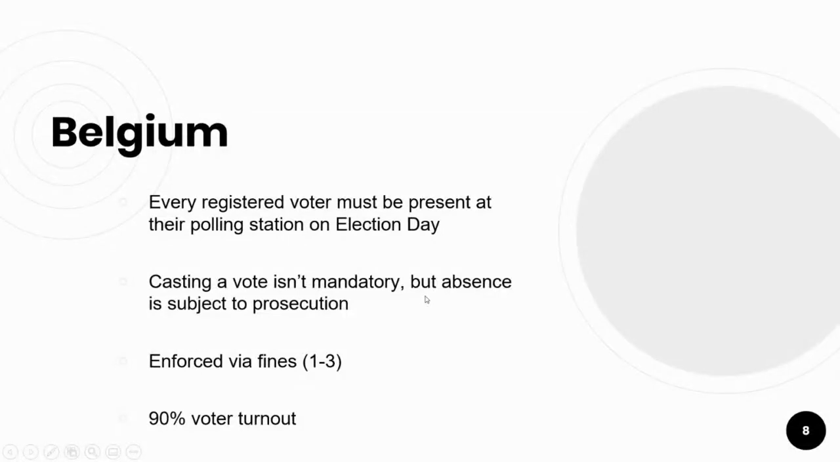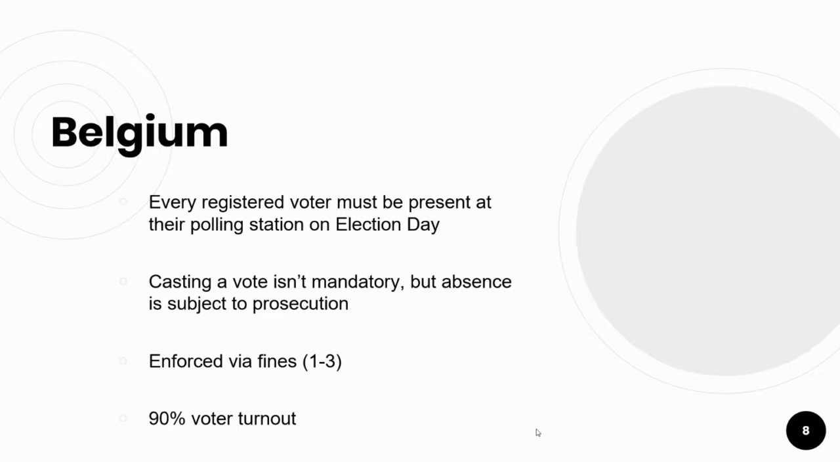All right, next, voting in Belgium. Every registered voter must be present at their polling station on election day. Now, this is slightly different because there's nothing written in the law that you actually have to cast a ballot. You must simply be present at the voting station. But absences are subject to some sort of prosecution. For the first 3 missed ballots, there's simply a fine. However, once you've missed 4 elections, there are more harsh penalties. For example, you are taken out of the voter registry for 10 years if you miss 4 elections.